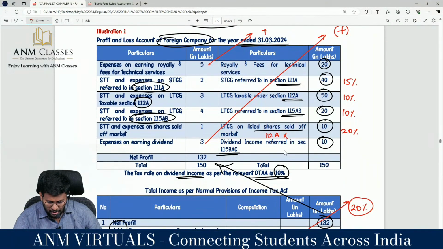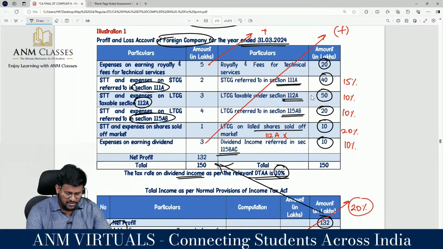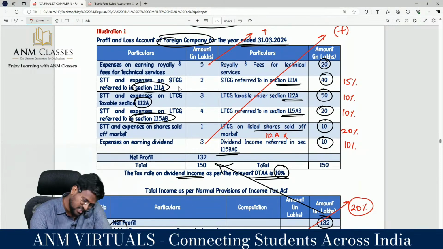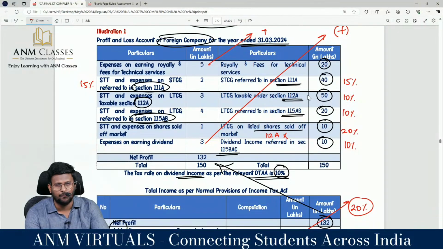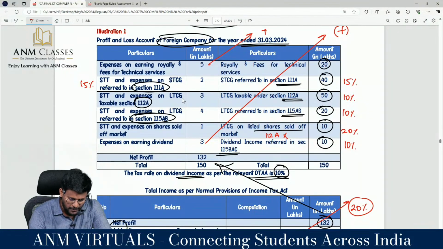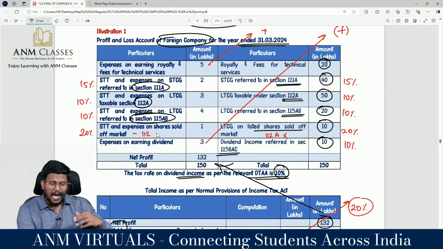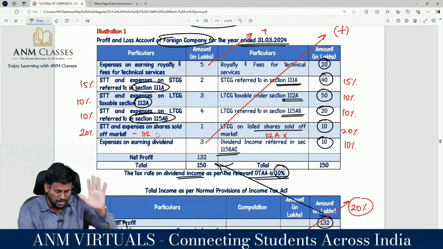Dividend income referred under 115BAC, sir, 10 lakhs, it is going to be taxed at 10% as per DTAA. Now I am corresponding matching, sir. STT and expense on STCG covered under 111A, concessional tax rate of 15%. STT and expense on LTCG taxable at 112A, 10%. STT and expense on LTCG referred to 115AB, 10%. STT and expense on shares sold off market, 20%, because the section applicable is 112 and not 111A, even though it is a super asset.